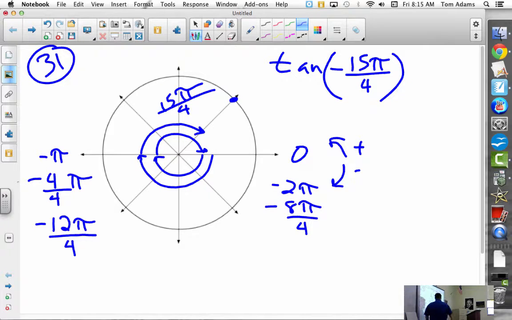Now, what's the reference angle? Well, we always start from the terminal side, right? And we're going to draw our line here, and we're going to draw our triangle here. So we came around this way, went around, and then came back around. So now this is our angle theta. What is the reference angle here? Anybody know?